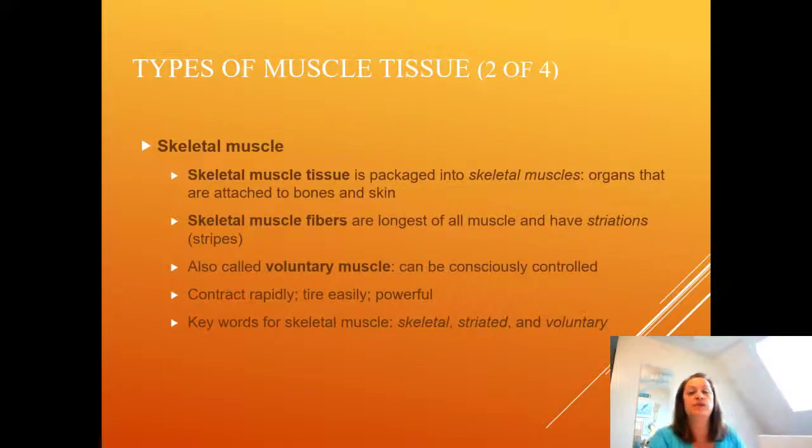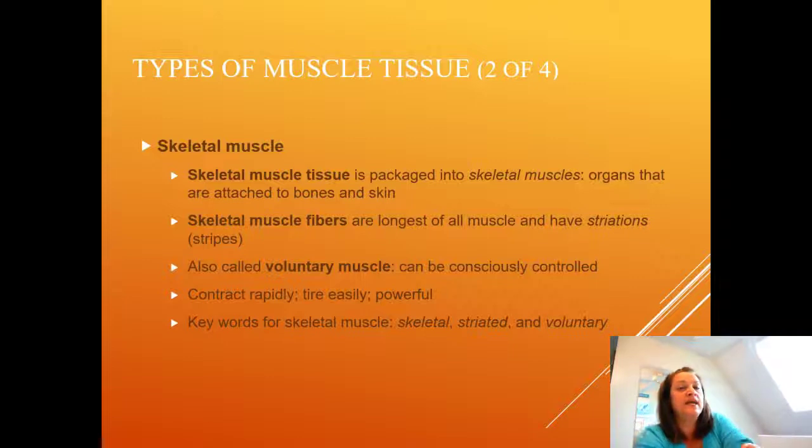All right, so skeletal muscle characteristics packaged into skeletal muscle. So each muscle is an organ. So the bicep is an organ, the tricep is an organ. Organs that attach to bones and skin. Skeletal muscle fibers are the cells themselves. So when we say a skeletal muscle fiber, we mean a skeletal muscle cell. They're voluntary because they're consciously controlled. I can decide to flex and extend.